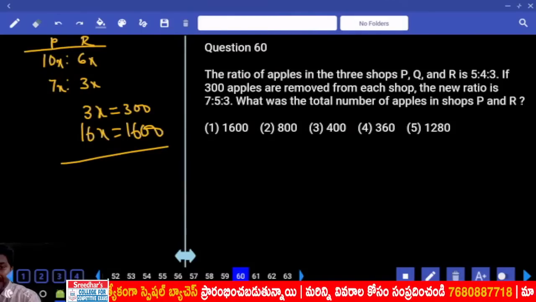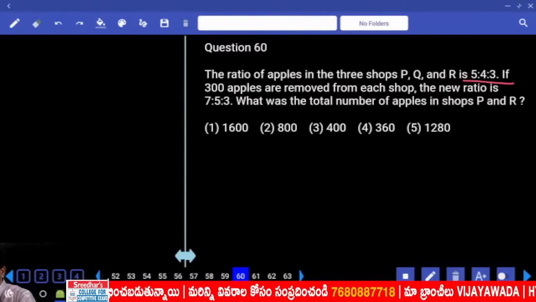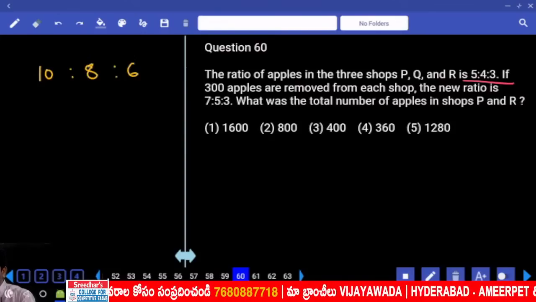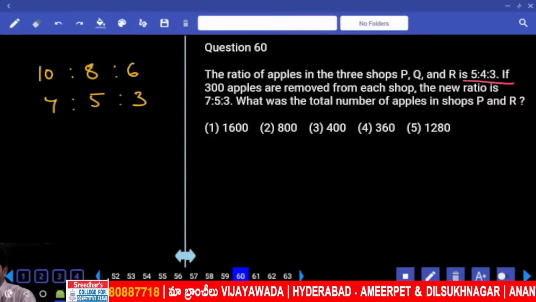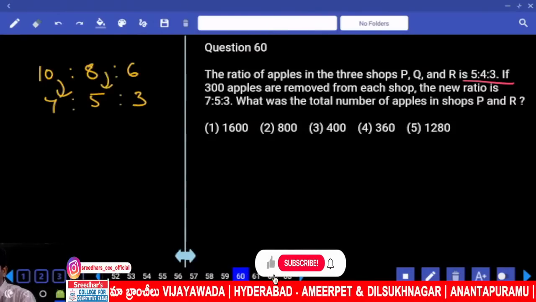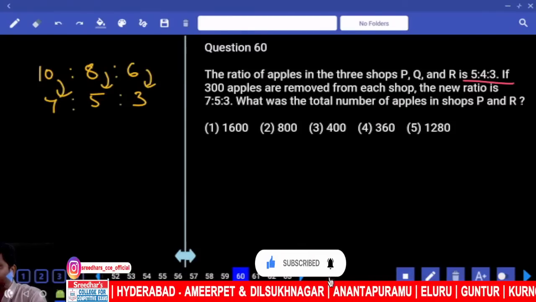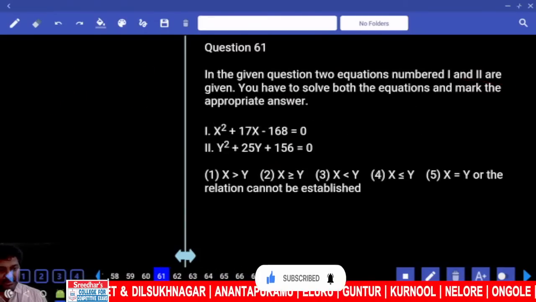Agreed or not? First ratio, 5, 4, 3. Multiply it with 2: 10, 8, 6. Next ratio, 7, 5, 3. Everywhere, 3x, 3x, 3x difference. Everywhere it's satisfied. Okay? Right.